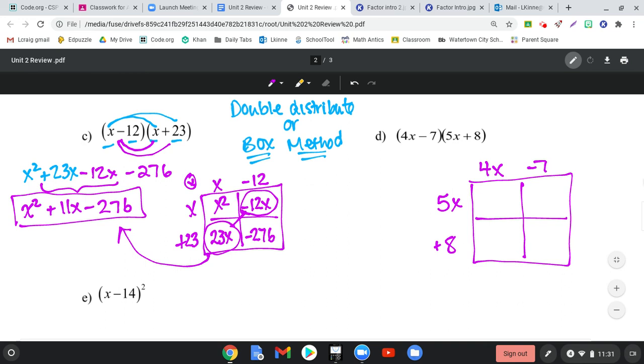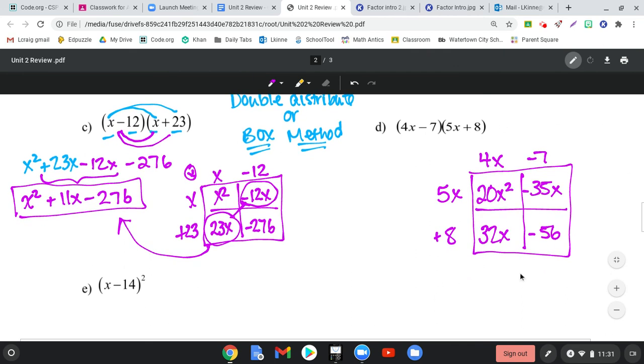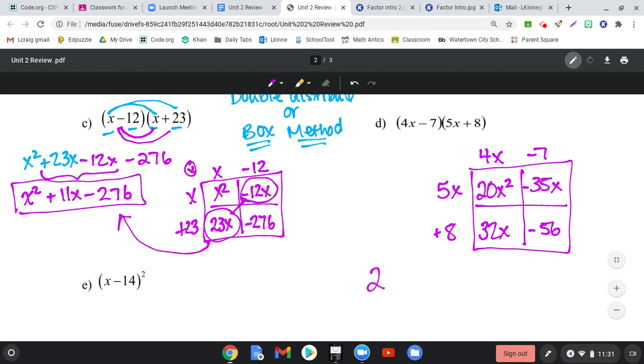All right, so 4x times 5x is going to give me 20x squared. 5x times -7, -35x. All right, 8 times 4x is 32x. And 8 times -7, -56. And once again, these are your answers. You just need to write it in standard form. So the 20x squared will come first. Next, we have our x's. And almost always you can combine those. So that's going to combine to give us -3x. You're just combining like terms. They're staying in x. And then -56.